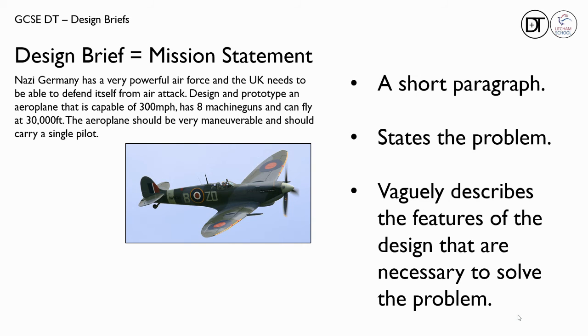So let's sum up what a design brief is made of then. It's a short paragraph. So my one there is 3 sentences long for the Spitfire. It states the problem to begin with. In this case, Nazi Germany has a very powerful air force and the UK needs to be able to defend itself from air attack. And then this is the difficult bit. It vaguely describes the features of the design that are necessary to solve the problem.